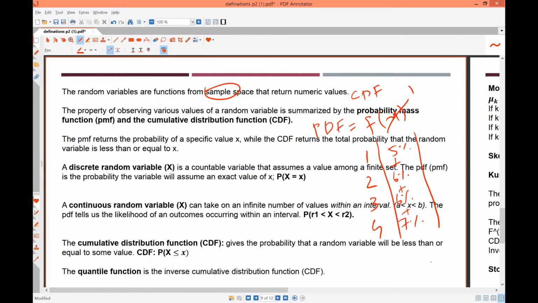So the first one is 5%. This is PDF, this is CDF. For CDF, for 2 it is actually 11%, because we add 5 and 6. Then for 3, the CDF will be 17%, and for 4, the CDF will be 24%.